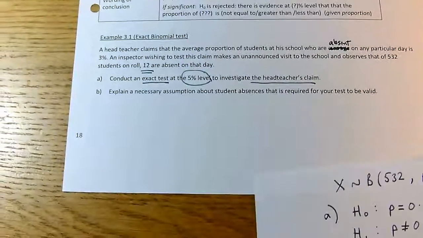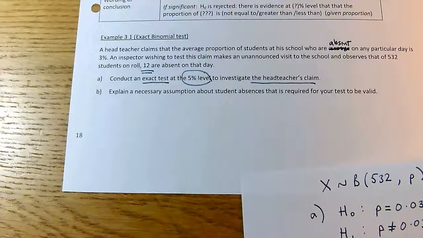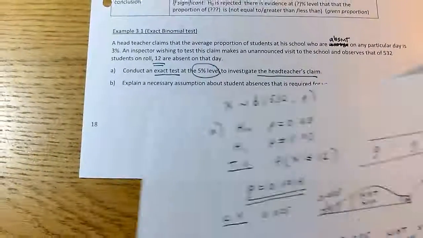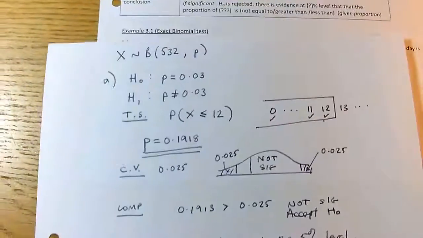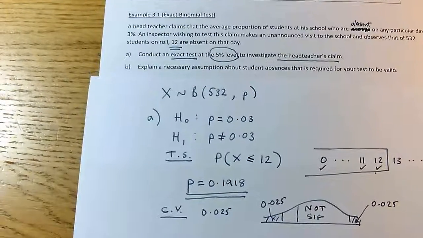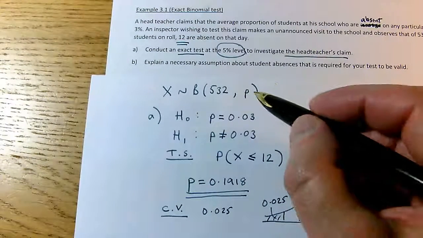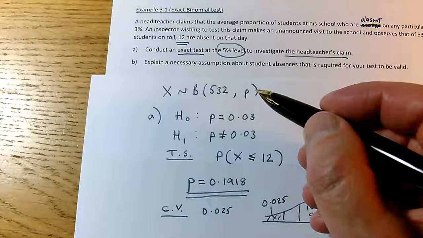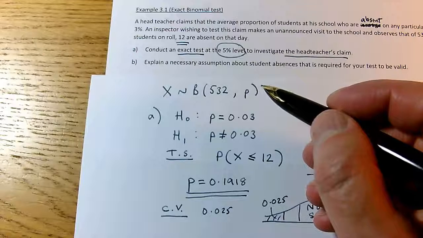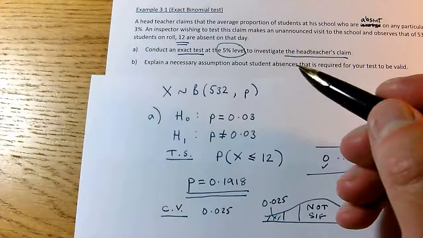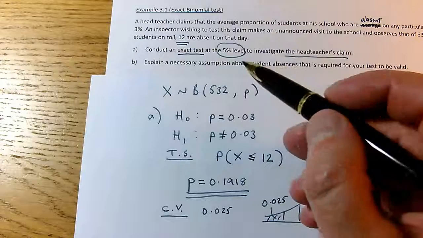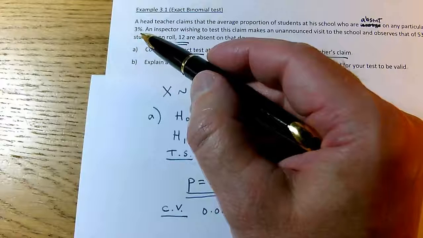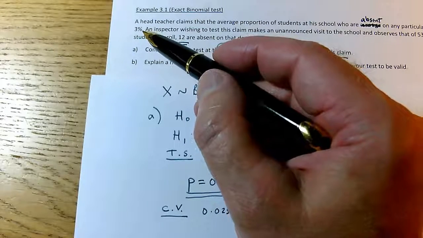The question finishes in part B. So I've done part A. Part B says, explain a necessary assumption about student absences that's required for the test to be valid. So, student absences. What's my test based on? Well, at the very beginning I set up a binomial distribution. That was appropriate because I'm counting the number of absent students out of 532 trials. And I'm testing that this 3% probability, that's a claimed fixed probability. So it's not P being fixed, I'm assuming, because that's the claim I'm testing.